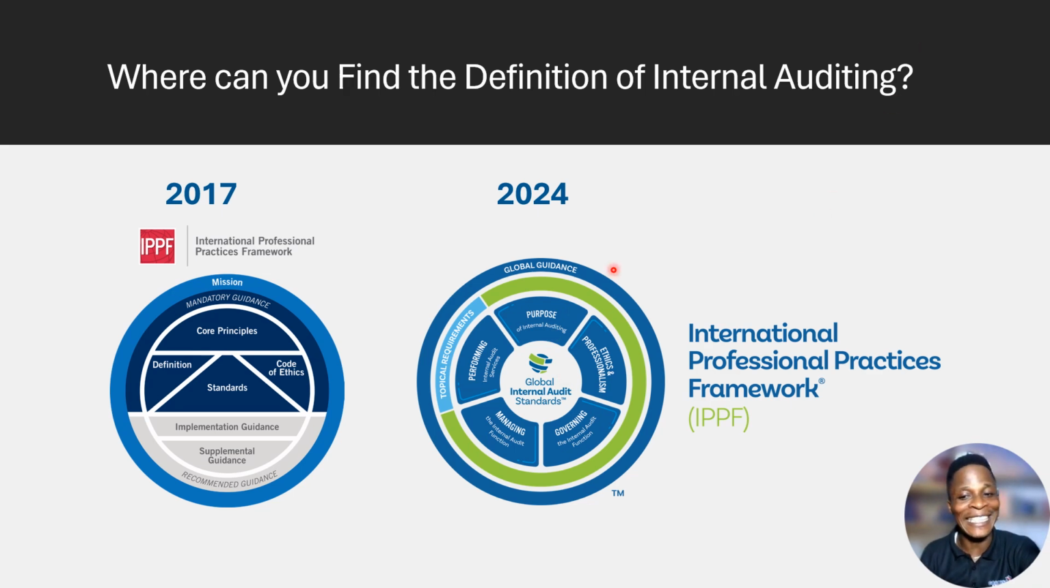What I'm saying here is that the GIAS, Global Internal Audit Standards, is a component of the 2024 version of the IPPF. I said it will be effective in January 2025. In conclusion, stop searching for the definition of internal auditing on the internet.